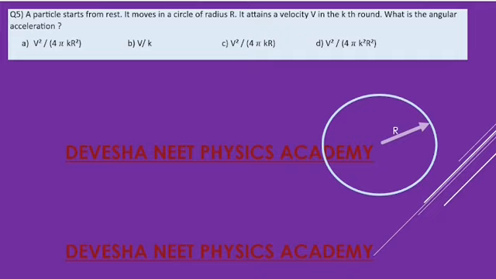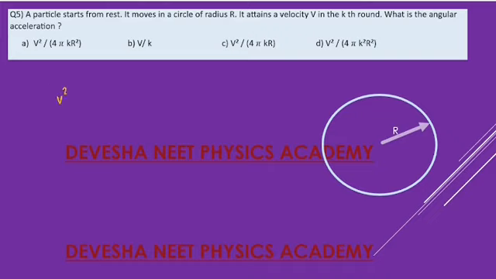A particle starts from rest. It moves in a circle of radius r. It attains a velocity v in the kth round. What is the angular acceleration? In this case, we just need to apply the same formula we learned earlier. We need to find the angular acceleration, right? So let's first go with this in linear.